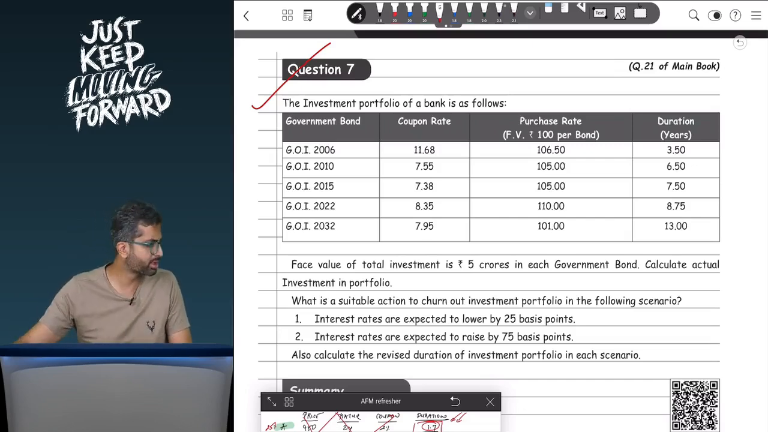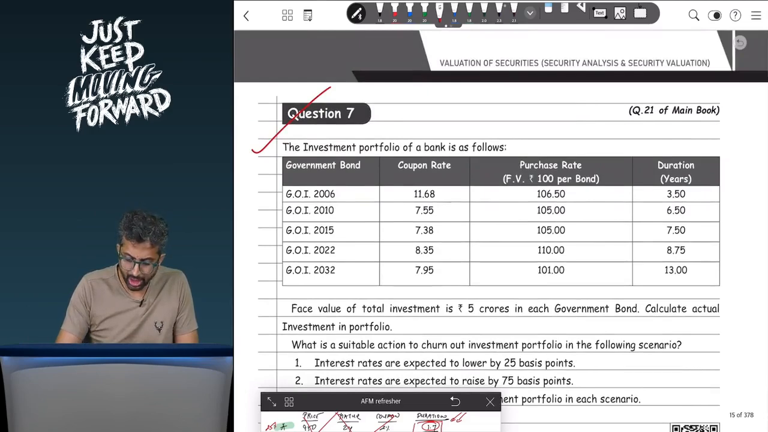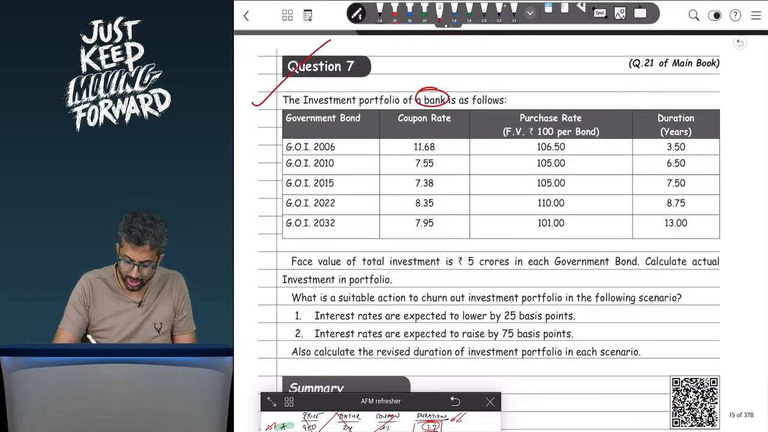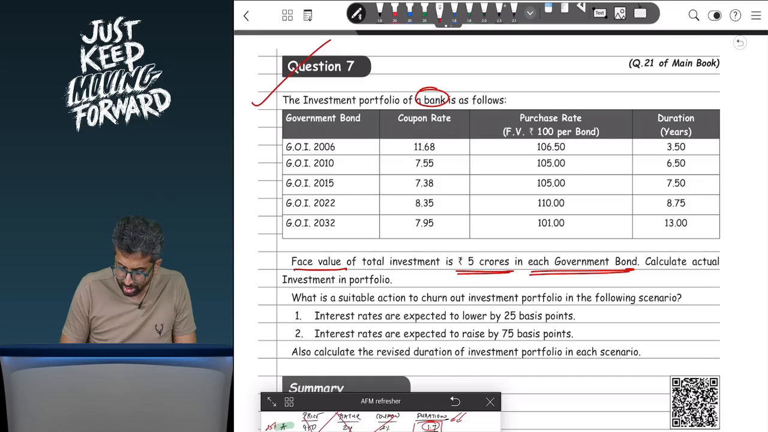Okay, let us review this. The investment portfolio of a bank is as follows. You have a set of bonds, coupon rate is given, purchase rate is given, and then duration is given. The face value of the total investment is 5 crores in each government bond.